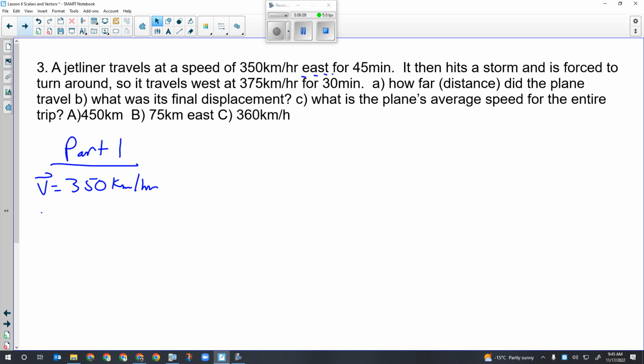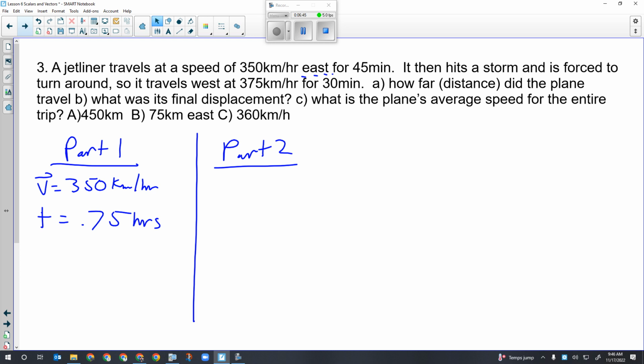Okay, and the time is 45 minutes. Do my time units match? So what should I convert? The speed or the time? The time. Convert it to hours. Yeah. 45 minutes is how many hours? 0.75 is 3/4 of an hour. Okay, so 0.75 hours. Okay. Part 2.